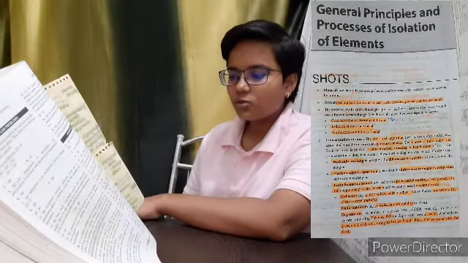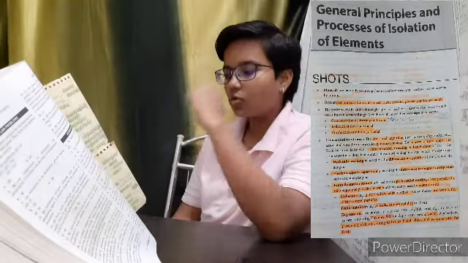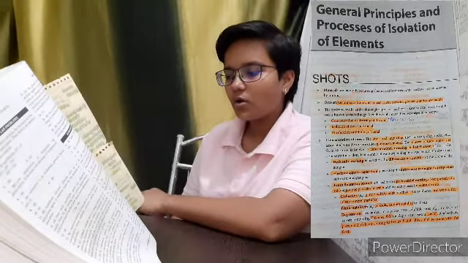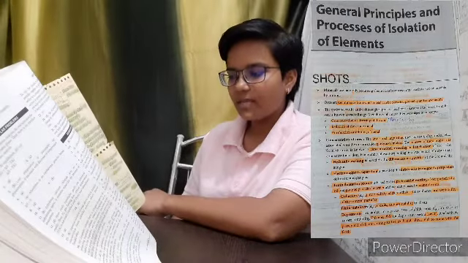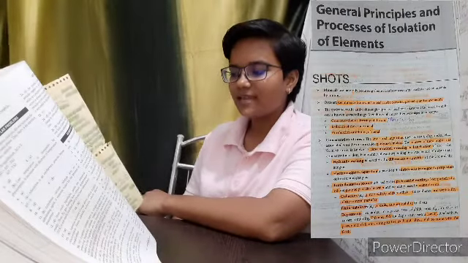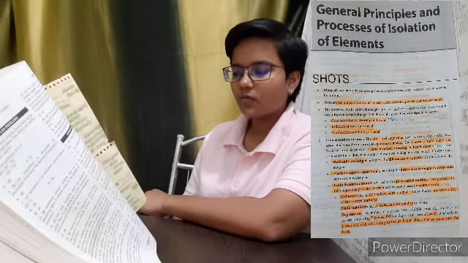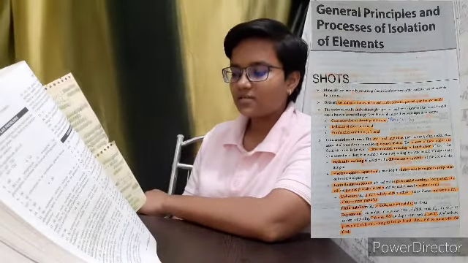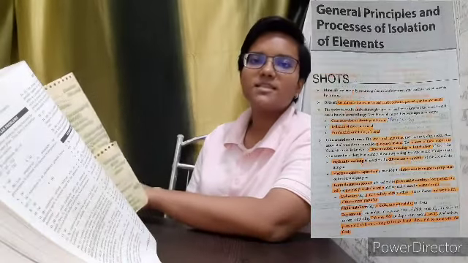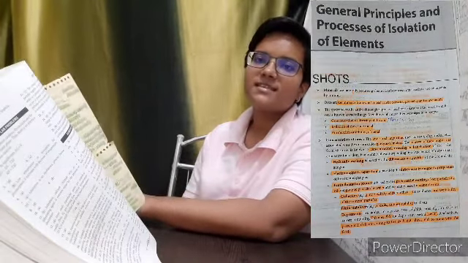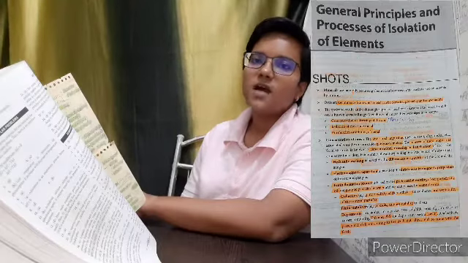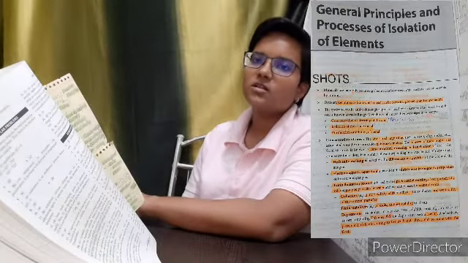Depressants are added to separate two sulfide ores. In case of an ore containing ZnS and PbS, the depressant used is NaCN. It selectively prevents ZnS from coming to the froth but allows PbS to come with the froth. When NaCN is used, PbS comes in the froth and ZnS goes in the solution.